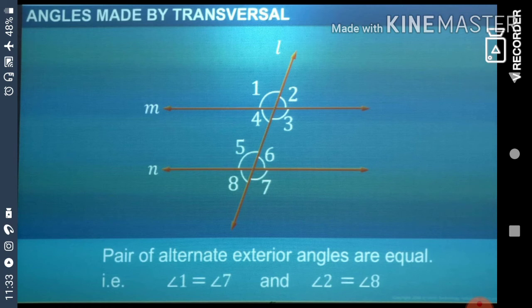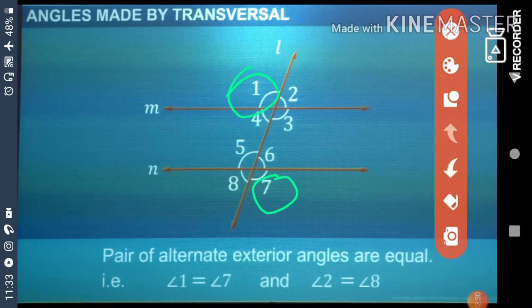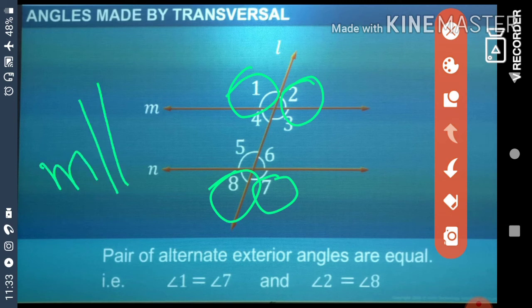Now they are saying those who are exterior angles, like 1 and 7. See, these both are what? Alternate, because one is coming on the left hand side, another is coming on the right hand side, but both are what? Exterior here. This is the pair of alternate exterior angles. In this same way, 2 and 8, these also what? Alternate exterior angles. So this will be also equal, in which case where M is parallel to N.